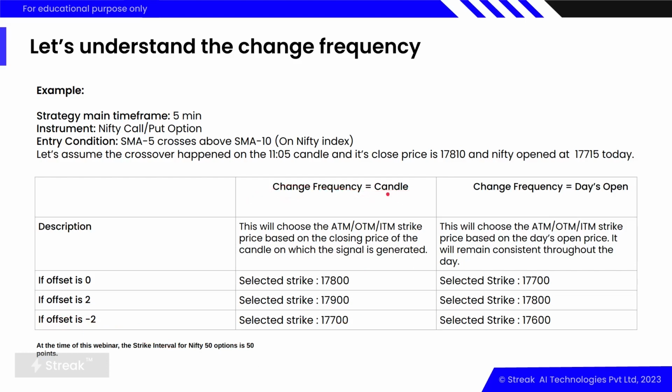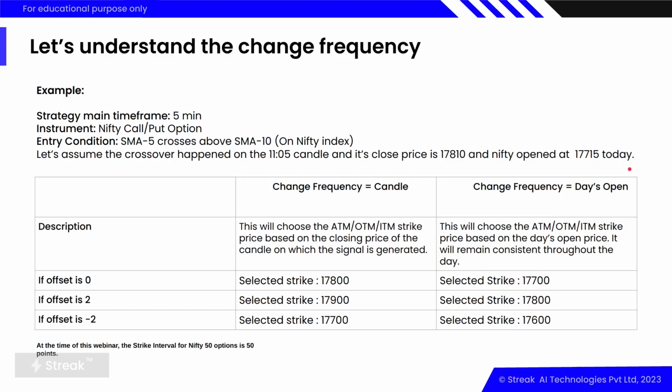Now, let's say what would have happened if I selected day's open for plus 2 and minus 2. In that case, my strike would have been 17,800. That means 2 strikes above at the money, with reference to the day's open price. And if I had selected minus 2, my strike would have been 17,600. 2 strikes below the at the money strike with reference to the day's open price, right?